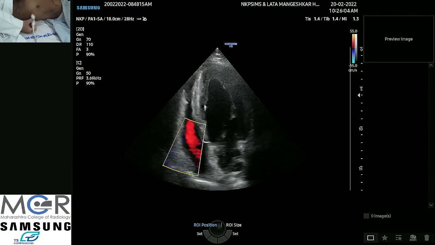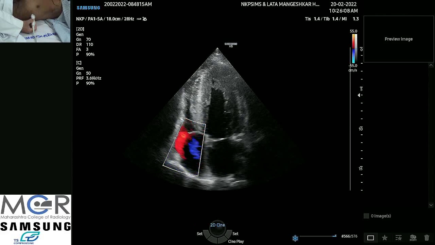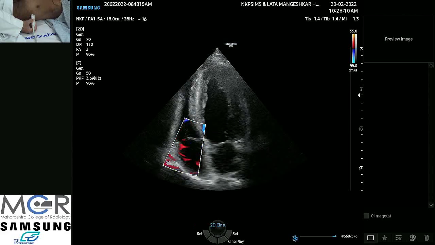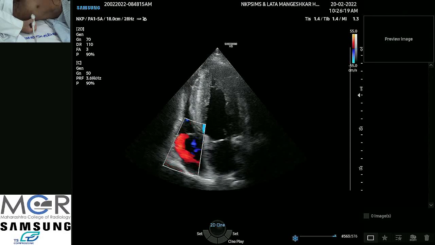Same thing is for the right ventricle. So nicely you can see the color shades which change. Okay, so this is red going towards the probe, and this is blue going away from the probe.